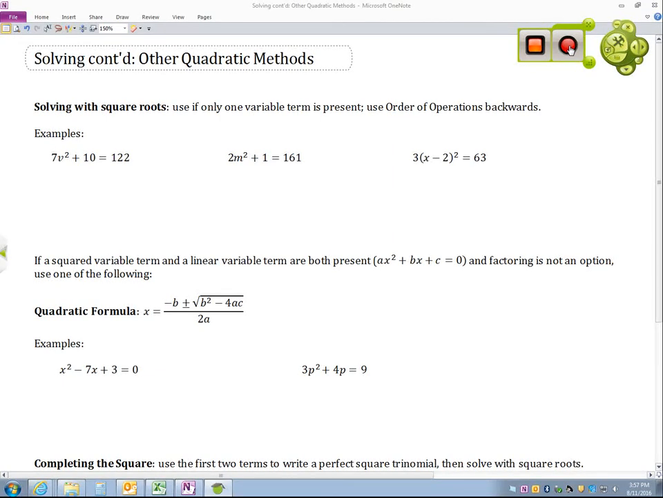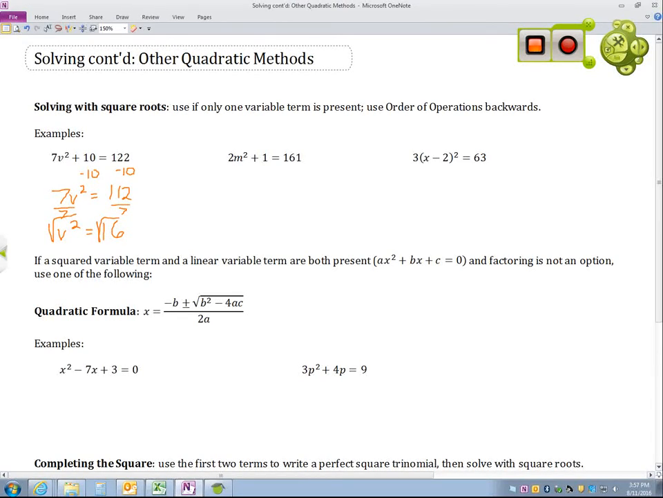Okay? So looking at this first example, the first thing I'm going to want to do is move that 10. I'm going to subtract 10 from both sides. So we get 7v squared equals 112. And then multiplication and division, now we want to divide by 7 to get that away from the v squared. So we have v squared equals 112 divided by 7 is 16.